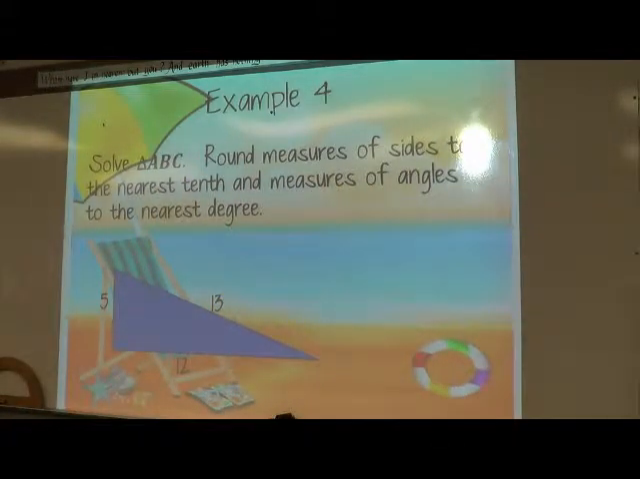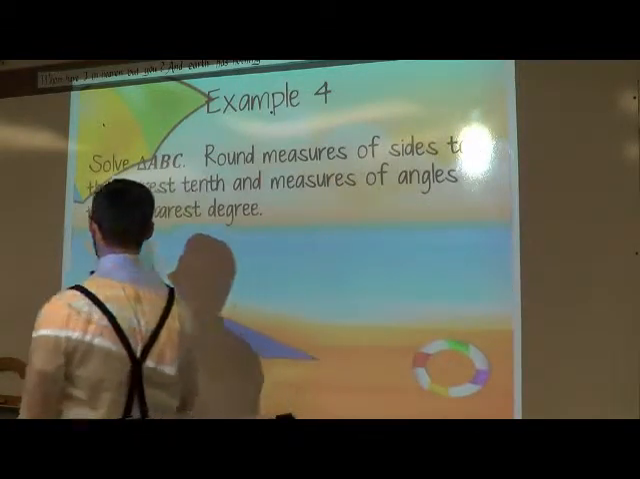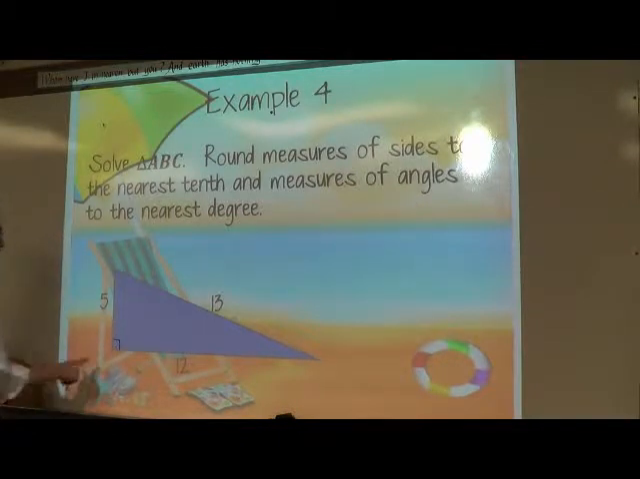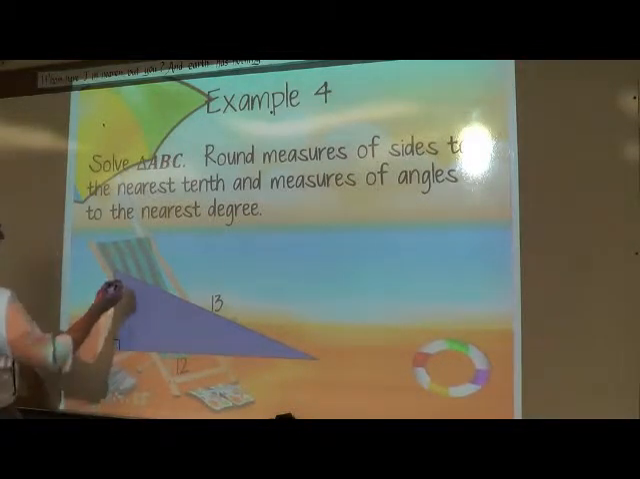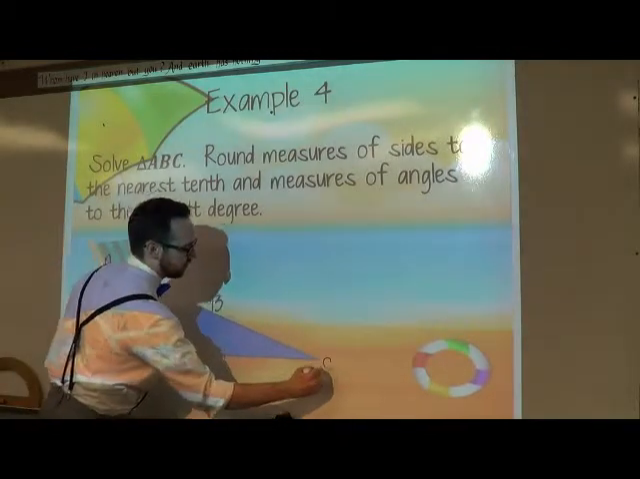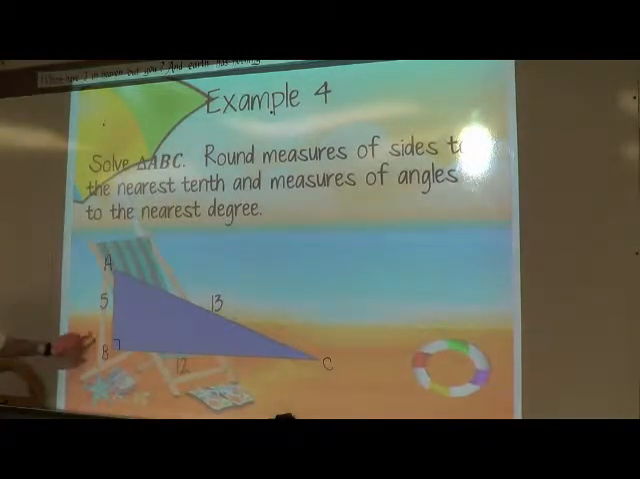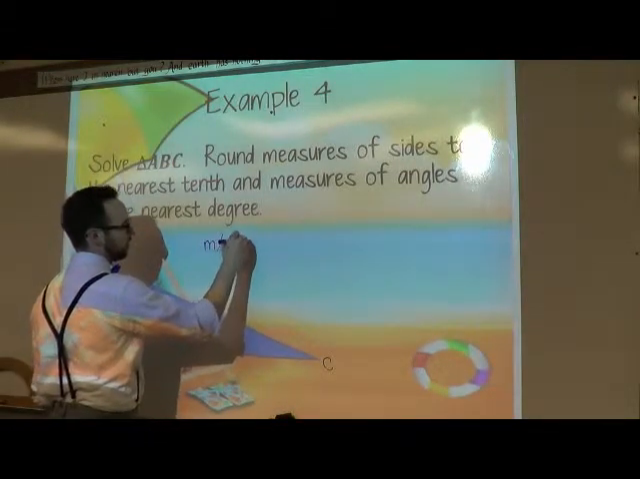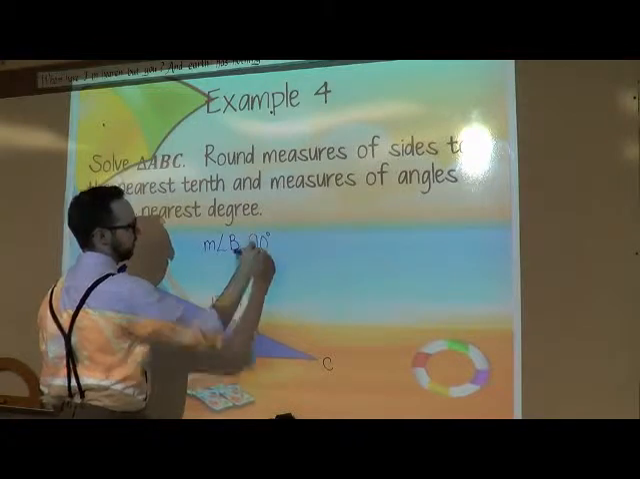Okay, so again, solve for ABC. Now this time, they didn't give us any angles. They only gave us the three sides. Well, right off the bat, I know one of them has to be, so we have A, we have B, and we have C. So I know one of them has to be 90 degrees, that's down here. So I know the measure of angle B is equal to 90 degrees.